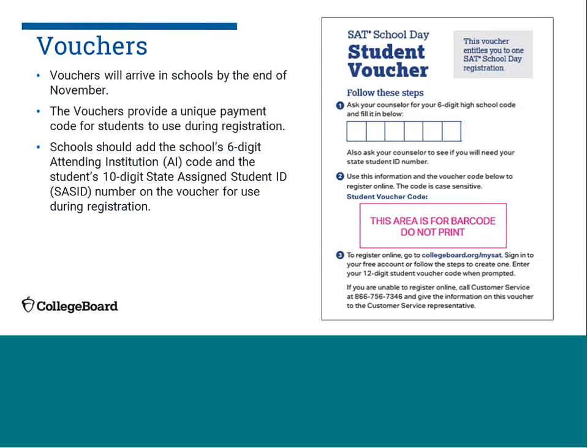The vouchers that you'll receive will look the same as the ones you received last year. The vouchers allow a payment method for students, allowing them to register without having to pay for the weekend administration. Once you receive the vouchers, before distributing to students, you are going to need to add your school's AI code, that's the 6-digit College Board school code, and the student's SACID. They will need the SACID when they register, and that will help us better identify those students for reporting purposes.